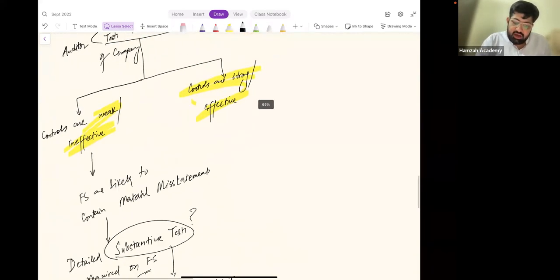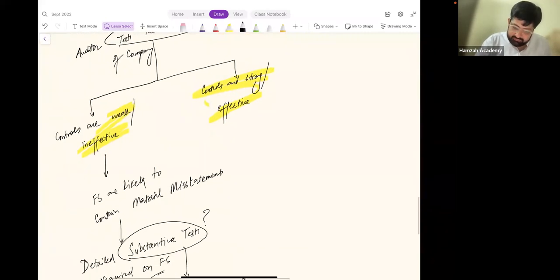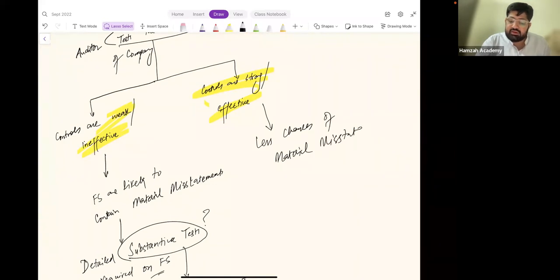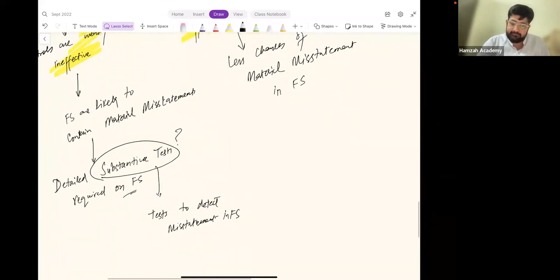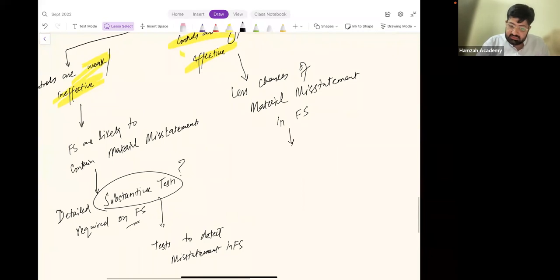Now, if controls are strong and effective, there are fewer chances of material misstatement in financial statements. So fewer detailed substantive tests are needed on financial statements.